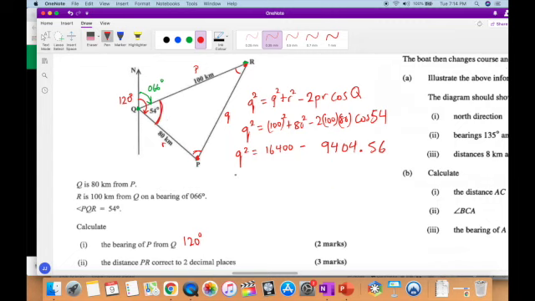And that gives me Q squared is 6995.44. And therefore Q is the square root of 6995.44, which is the square root of the answer, equals 83.63.